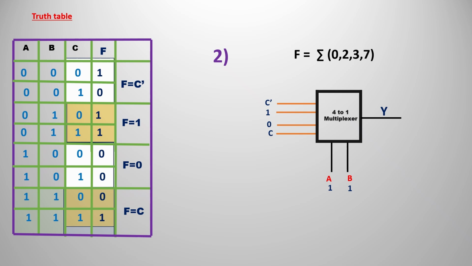And finally, if you consider this table, the last two conditions match exactly F and C. So the final output F is equal to C. You can also observe in the 4x1 multiplexer that we are sending A and B as 1 1, so the final output would select the last input, D3, that is C in this case.